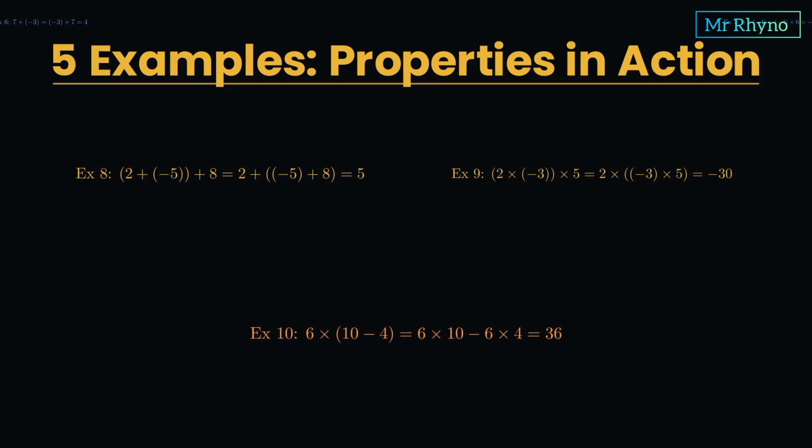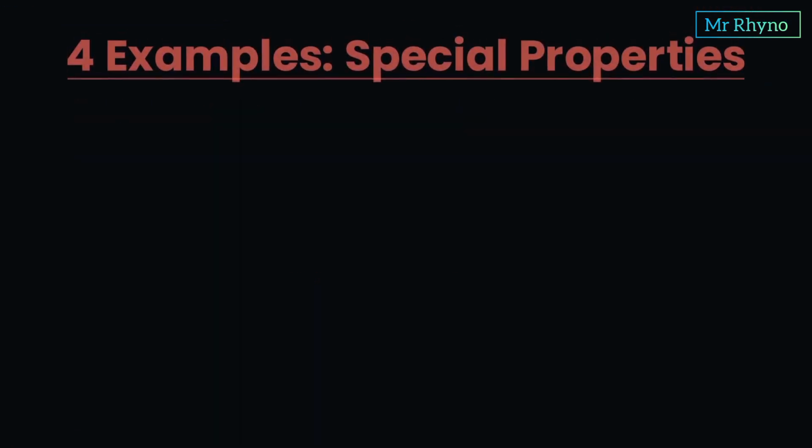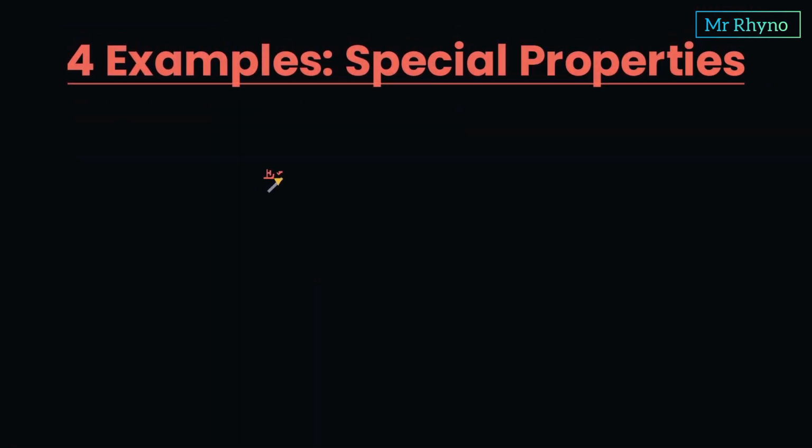Example 10. Distributive property. 6 times the quantity 10 minus 4 equals 6 times 10 minus 6 times 4. Both sides equal 36. 4 more examples built on the special properties.